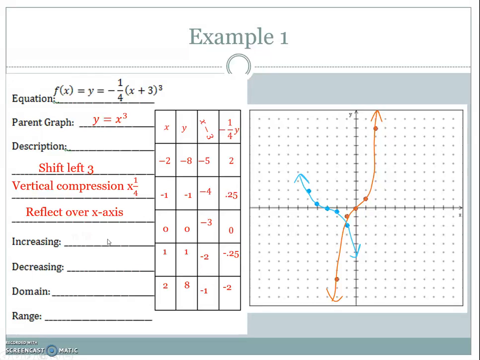So then from there, to describe it, we have no increasing in the translated function. It is always decreasing. The domain and range are both -infinity to infinity. So hopefully this was a good start.